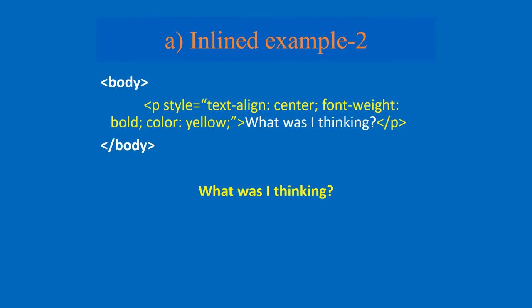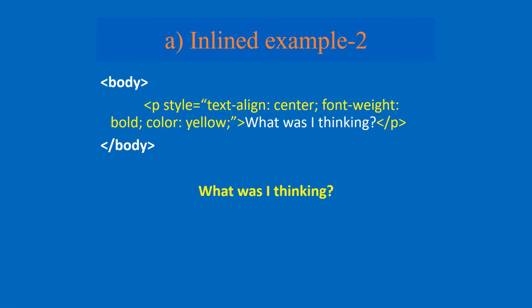This is very simple. Paragraph P, after that we give a space, then style, that is the syntax here, equal to, and you have to open the double quote and close the double quote. In the middle of that you write all of the properties, any number of properties you can add inside this tag.